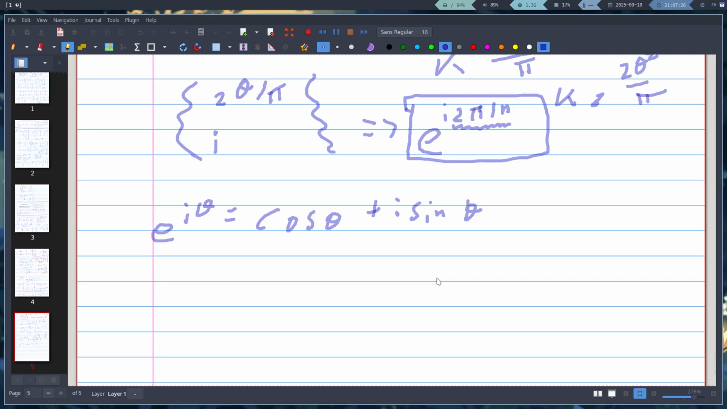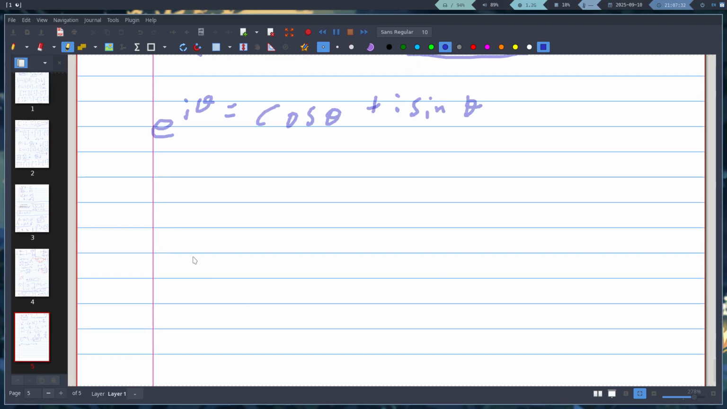So there was an example here with 2 pi over 4. If we took this primitive root as w, so e to the 2 pi i over 4, what is this exactly? This is just e to the i pi over 2, right? And so this is cosine, remember we said before, cosine pi over 2 plus i sine pi over 2.